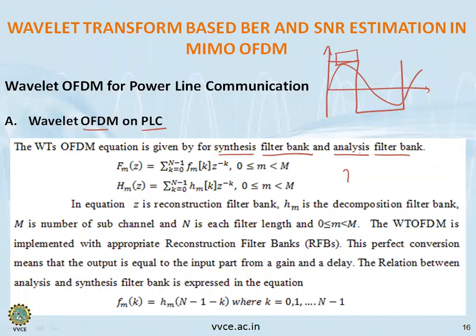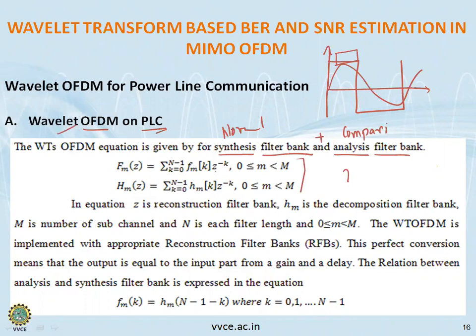The synthesis filter is to make the normalization of the symbols, and the second one is to have the analysis. This analysis filter is mainly used to have the comparison. So by the combination of these two, we are able to implement power line communication with respect to Wavelet transformation.